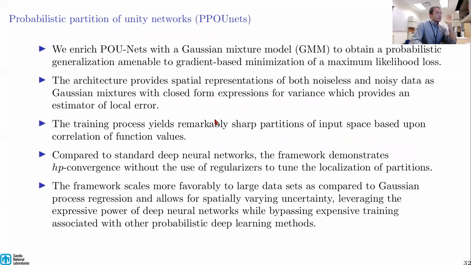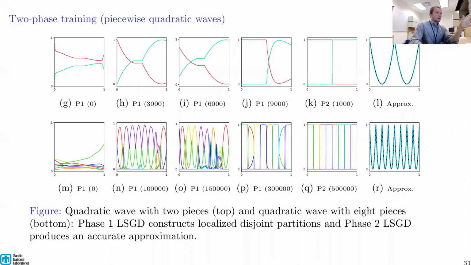Right, I think I have to skip this. This is just showing how during the first phase of approximation with the regularizer, the partitions adapt to the features of our function, and then during the second step we turn off the regularizer to get a higher precision.